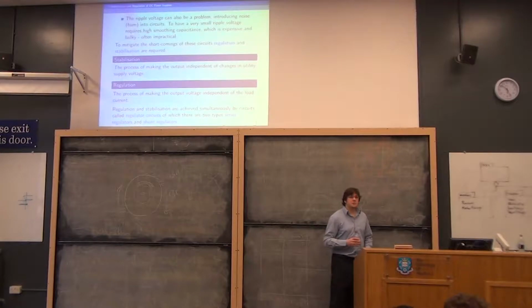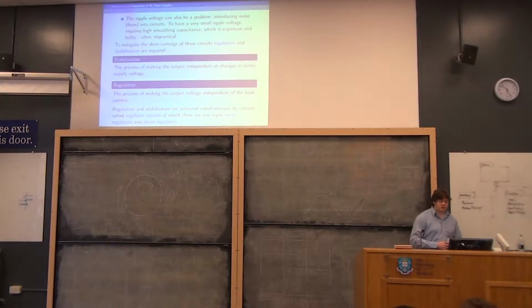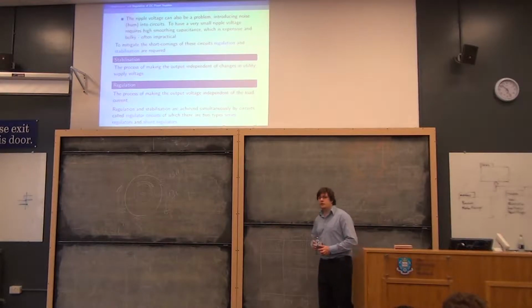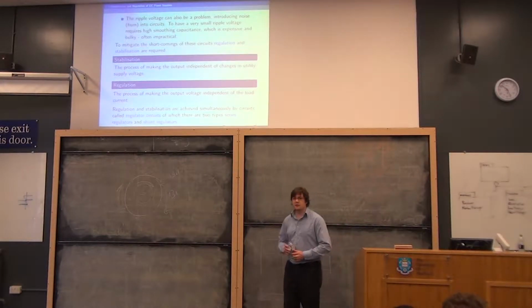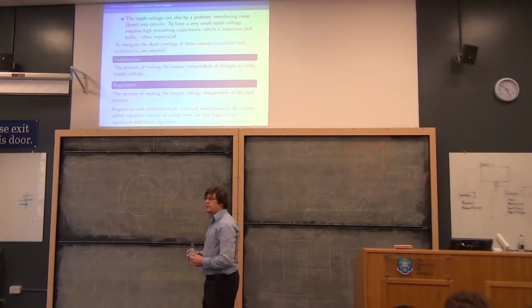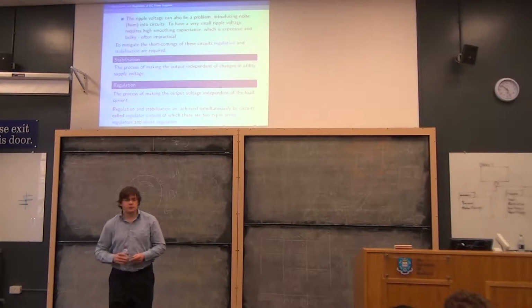And that may not be acceptable, although a lot of the time it may be acceptable. It depends on the circumstances. So we might like to try and mitigate the variation in output voltage due to the variation in input voltage, which is stabilisation, which is defined up there. And we might like to try and mitigate the change in output voltage due to the change in load conditions, which is regulation, which is also up there.